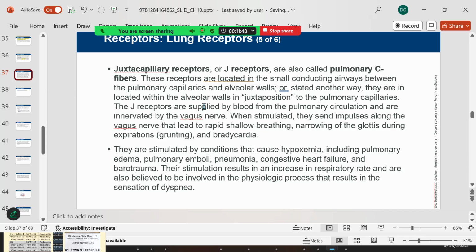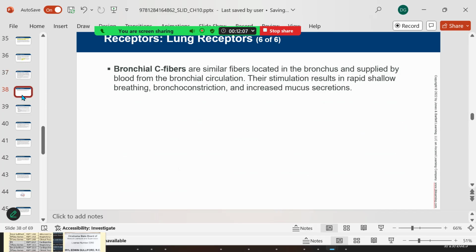The J receptors are supplied by blood from the pulmonary circulation, innervated by the vagus nerve. They send impulses along the vagus. How many times have we said vagus? And it does things like shallow breathing, a narrowing of the glottis during expiration. Bronchial C fibers are similar. Their stimulation results in rapid, shallow breathing and increased mucus secretions.